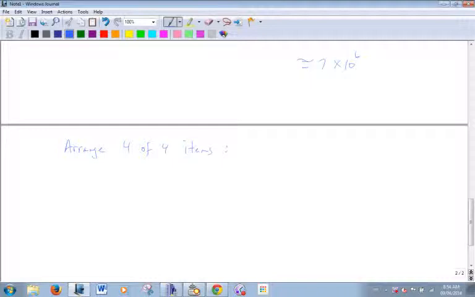So if I'm arranging 4 of 4, how would I do that? If this is a 4-letter word and I'm arranging all 4, right? I have 4 choices for the first one. I have 3 choices for the second one. I got 2 choices for the third one. And the last one, it's only got 1 place to go. And we would write that as 4 factorial. So this should be the same thing, right? So use your formula.